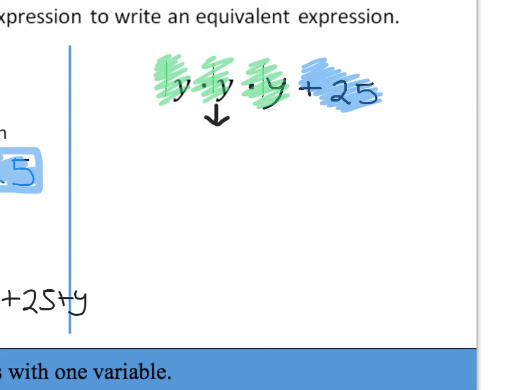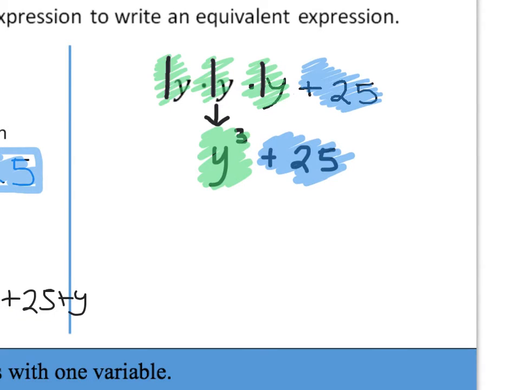Now the only difference is, now that I've combined them, this is repeated multiplication, and repeated multiplication can be written as y to the third power plus 25. So because these are grouped into two different categories, one has a variable term, the other one does not, I have to leave the problem as is. So please know that y to the third power plus 25 is the same thing as y times y times y plus 25. These are equivalent expressions.